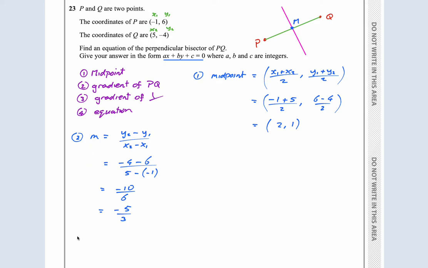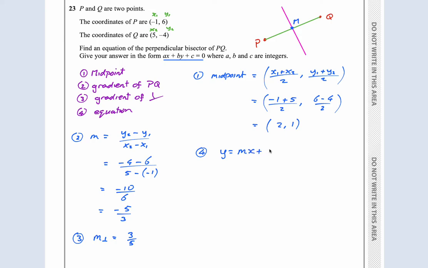But step 3 is to find the gradient of the pink line. So the gradient of the green line is negative 5 over 3. The gradient of the pink line, or the perpendicular gradient, is 3 over 5. It's the negative reciprocal. So I just flip this upside down and change the sign from negative to positive. Okay, then finally, step 4 is to get the equation of the line.